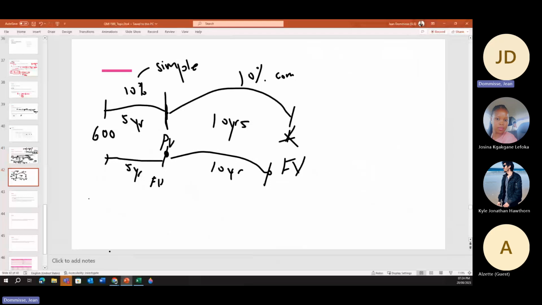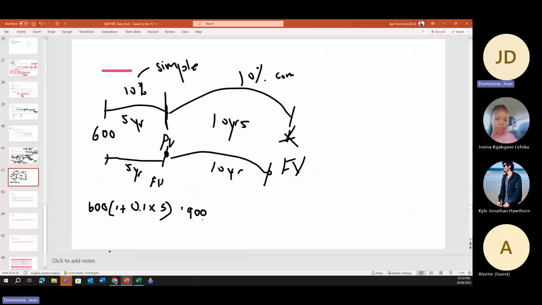So we could have done this and say, well, okay, let's do it quickly. I said it was 10% times 5 years. It was simple interest. So it was 0.1 times 5 plus 1 is 1.5 times 600. So after 5 years, that 600 has become 900 rand.